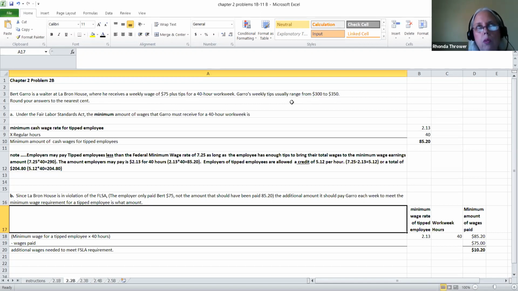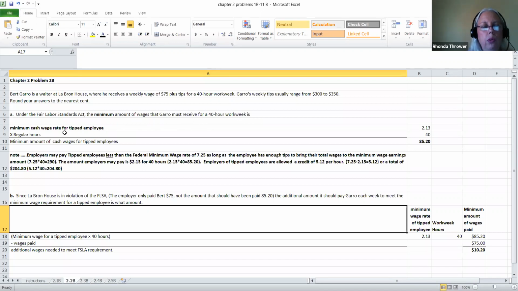So some restaurants choose to pay their employees less than the minimum wage rate, as long as there is enough tips to bring their total wages to at least the minimum wage amount. So if you're paying a tipped employee, there's an exception to the Fair Labor Standards Act. And what they want you to do is figure out what the minimum amount of wages that Garrow must receive for a 40-hour work week is.